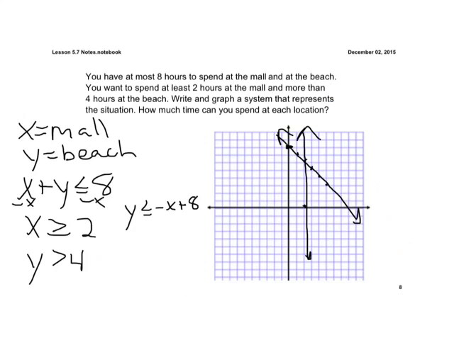Y is greater than 4. We know that's a horizontal line through 1, 2, 3, 4. It's dotted because it's not or equal to. So we have this right here. Okay, that's our dotted line. That should be dotted there.